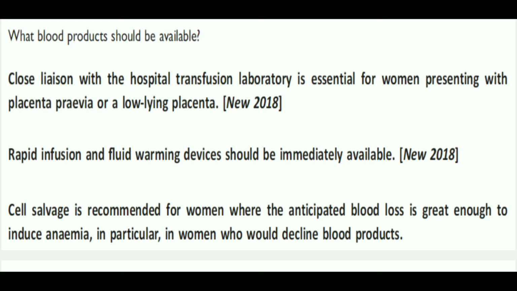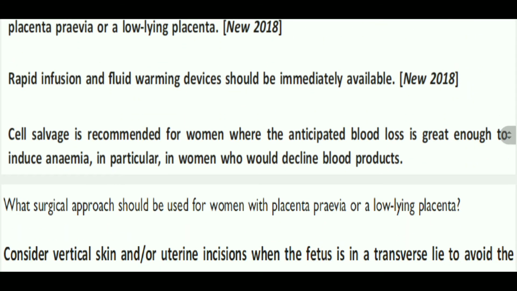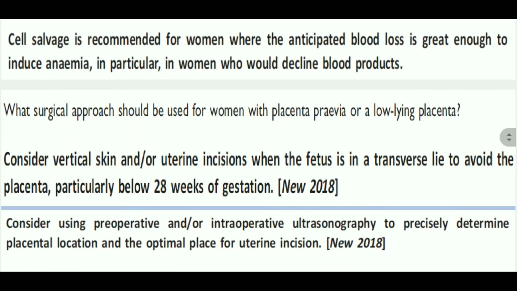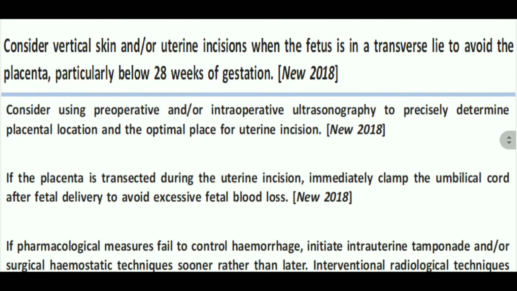Okay, it's written that cell salvage is recommended for a woman where anticipated blood loss is great enough to induce anemia, in particular women who decline blood products. Now, what surgical approaches are appropriate? It's written that if the fetus is transverse, then we have to consider vertical skin or uterine incision in order to avoid placenta, particularly below 28 weeks of gestation.